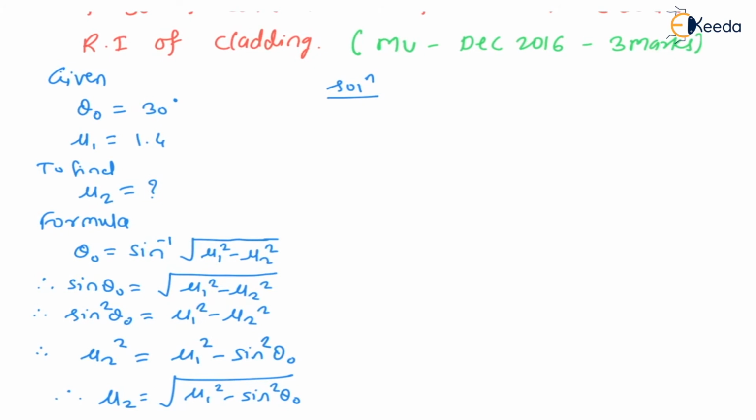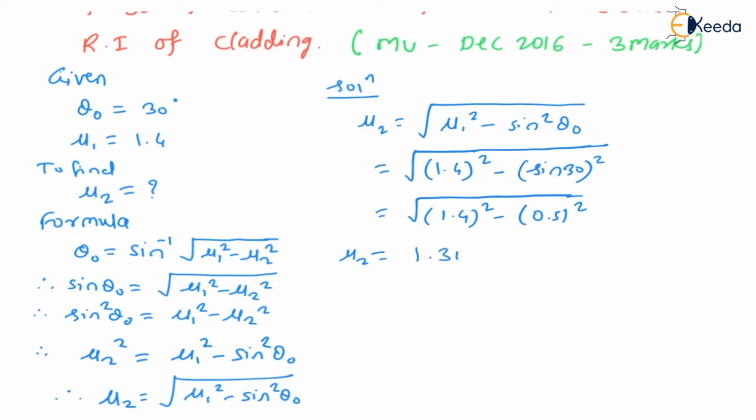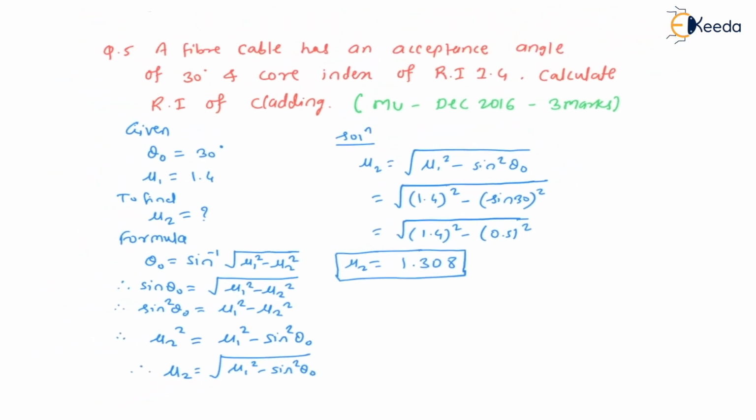So for the solution, mu2 is equal to under root mu1 square minus sine square theta naught. Now we'll substitute the values over here. The value of mu1 is 1.4, so it will be 1.4 bracket square minus, theta naught is 30, so it will be simply sine 30 and again that of the square. So again under root, 1.4 bracket square as it is. Now we know the value of sine 30 is 0.5 bracket square. Now by doing calculations, the value of mu2 will be 1.308. So this is the value of the refractive index of cladding.